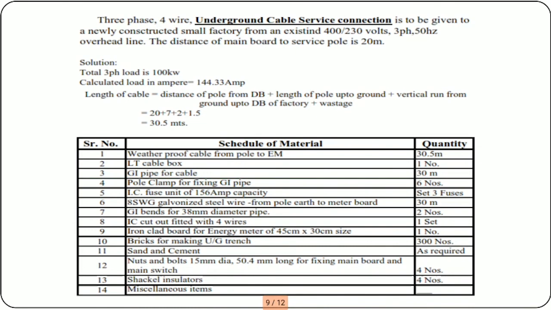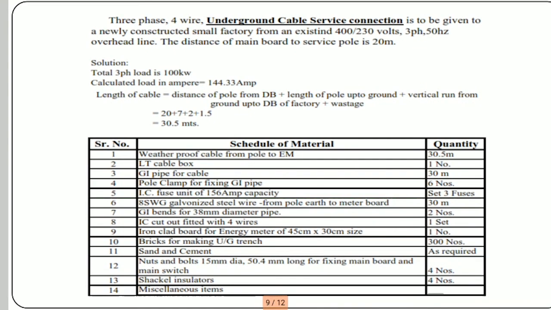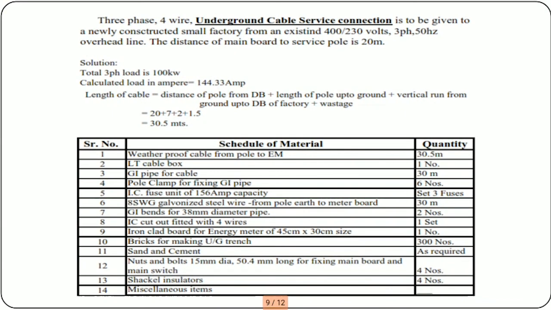The total 3-phase load is 100 kilowatt. Calculate the load in ampere: it is 144.33 ampere. Then next, the length of the cable: distance of the pole from the distribution board, plus length of the pole up to ground, plus vertical run from the ground up to the distribution board of the factory, plus wastage. So 20 plus 7 plus 2 plus 1.5, and the total is 30.5 meter of cable required.